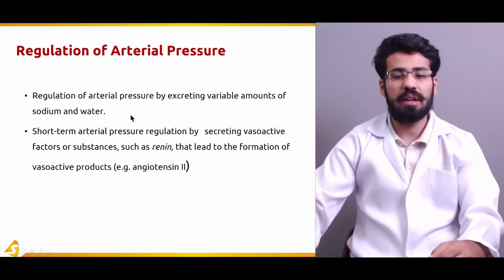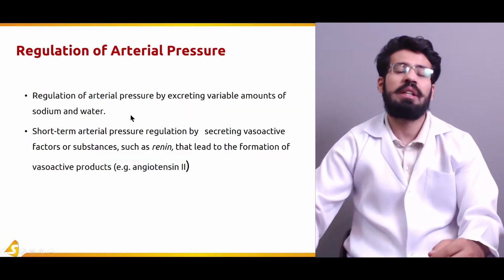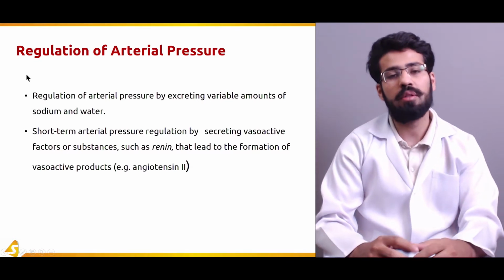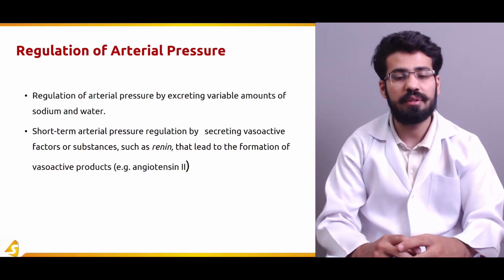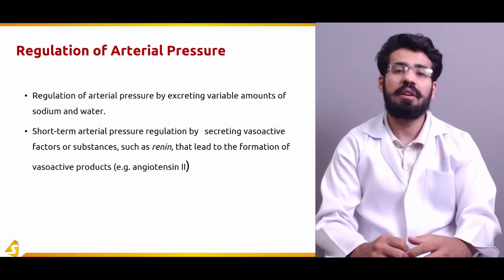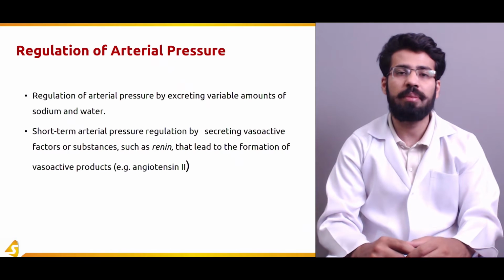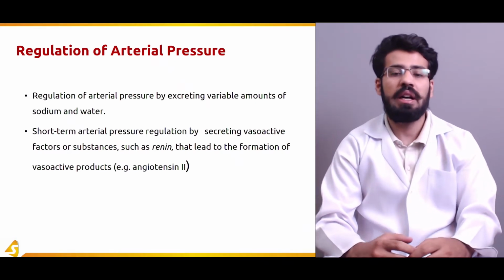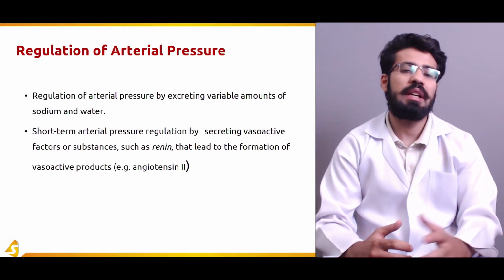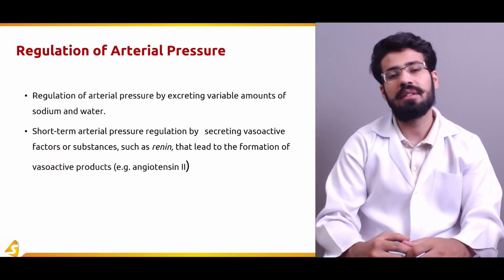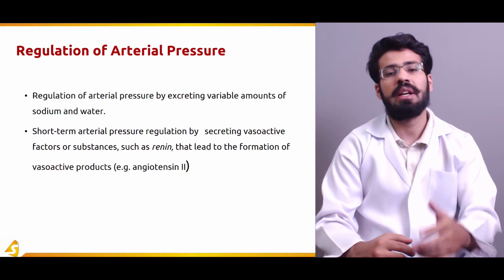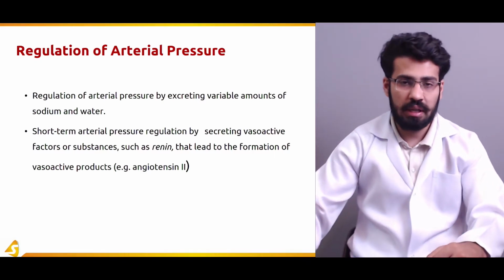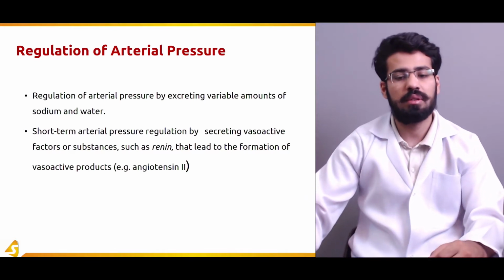It also includes the regulation of the arterial pressure, which of course is maintained by the excretion of a variable amount of sodium and water that we've discussed in the previous slide. It also controls the short-term arterial pressure regulation by secreting various vasoactive factors, for example renin, which basically stimulates the production of angiotensin from angiotensinogen. We are going to discuss the Renin-Angiotensin System at the end of this lecture.